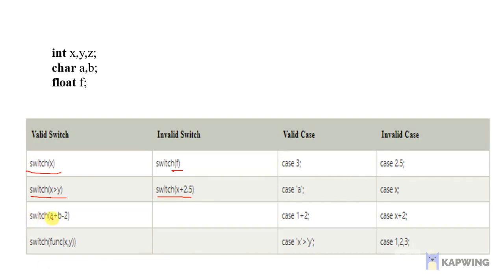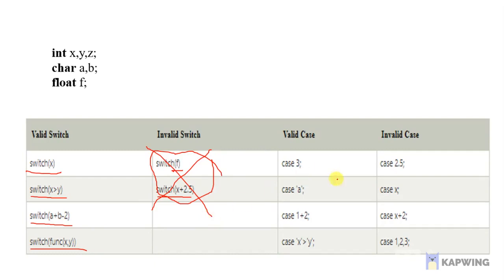Next, switch a plus b minus 2. Here it is taking, because this 2 is not a float type of value, it is a whole value. Next, see here we can also call a function, x comma y. This is the valid one and these are the invalid ones. We can't use these. If we use a float type of value in switch, then it will give an error.